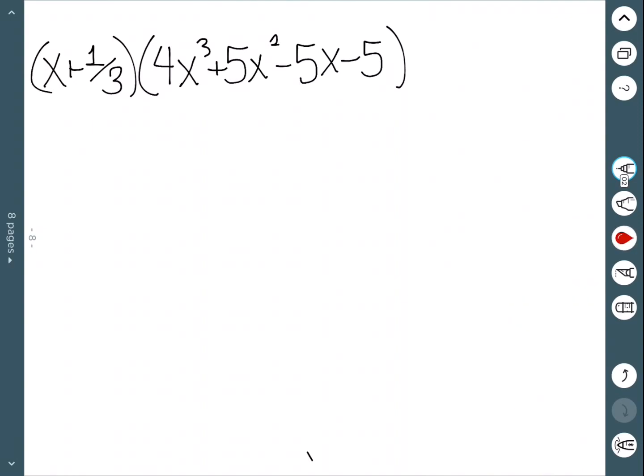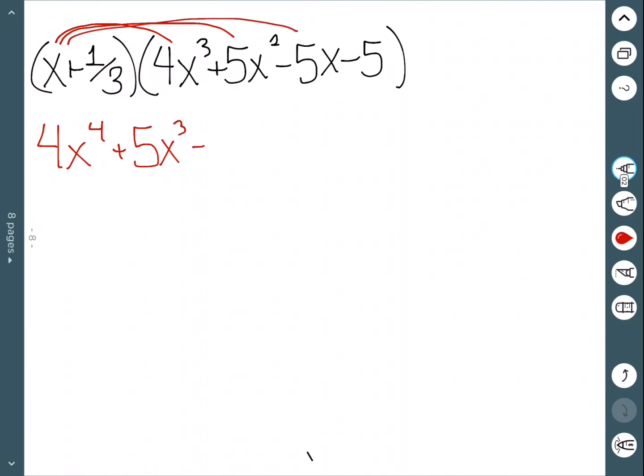For this one, we want to multiply polynomials. So we start by multiplying the x in the first parenthesis by everything in the second parenthesis. X times 4x cubed would be 4x to the 4th. X times 5x squared is 5x cubed. X times negative 5x is negative 5x squared. And x times negative 5 is negative 5x.